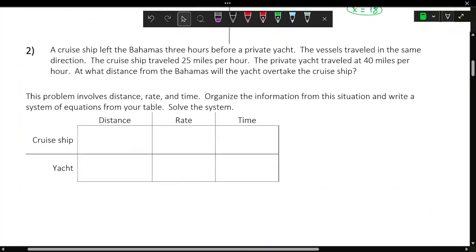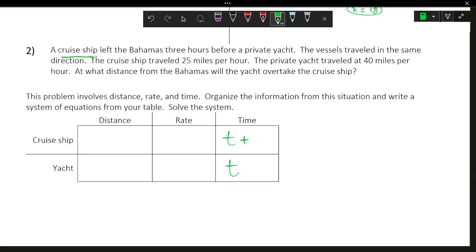The second question says, a cruise ship left the Bahamas 3 hours before a private yacht. Now look, that alone tells me that there's some difference between how long each one's been traveling. The cruise ship left first, so it is traveling for more time than the yacht. So I'm going to let t be the amount of time that the yacht is traveling. Therefore, the cruise ship would be traveling 3 hours more.